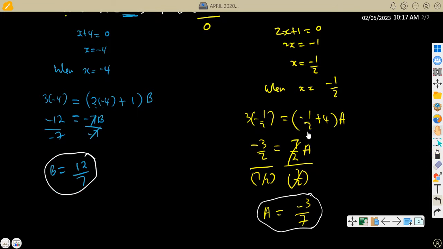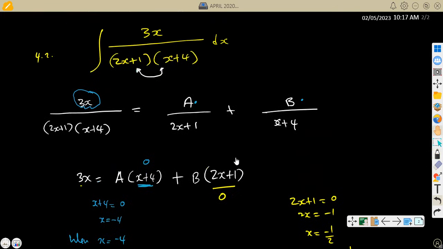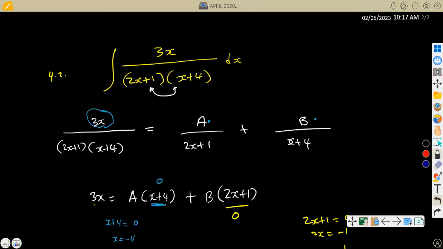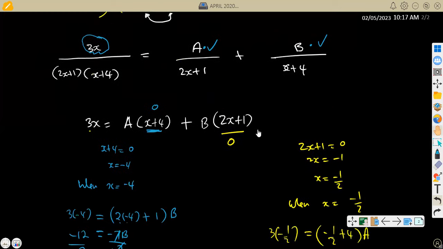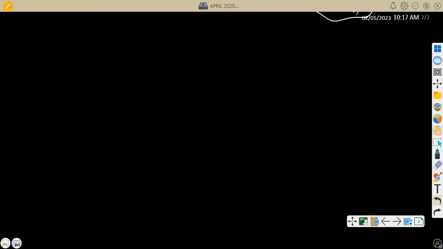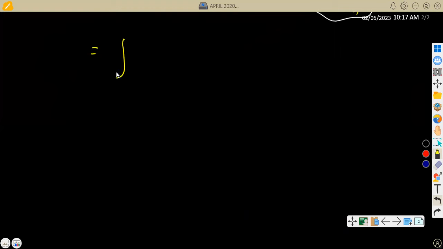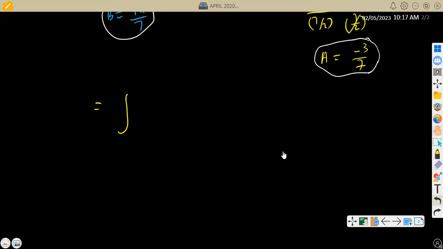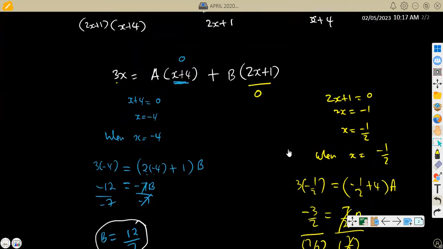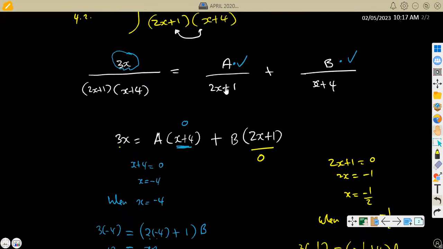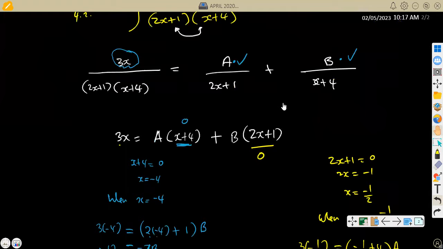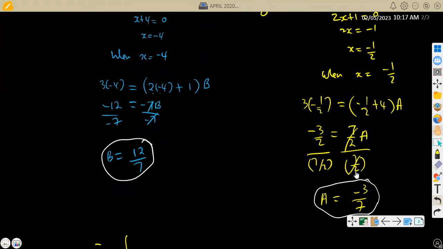So you're going to substitute these now into the part that we converted into partial fractions. We are going to substitute here in place of A and in place of B, okay? So that's what you're going to have at the end. So take note, this is going to be the integral of A over 2x plus 1. So our A in this case is minus 3 over 7.